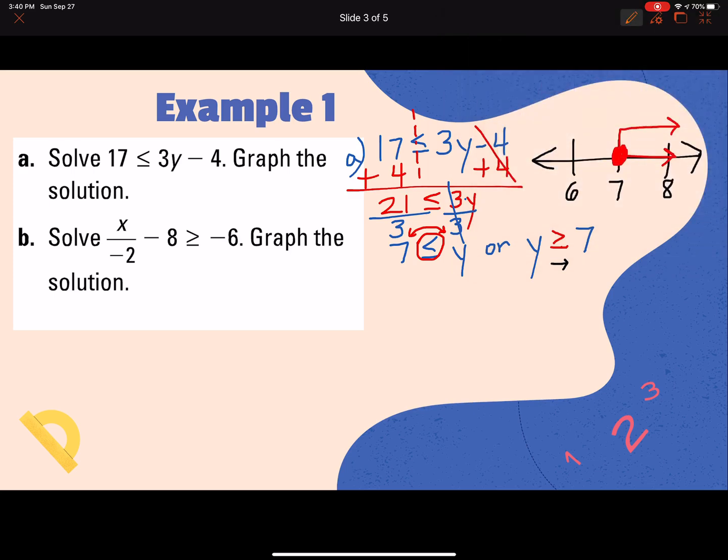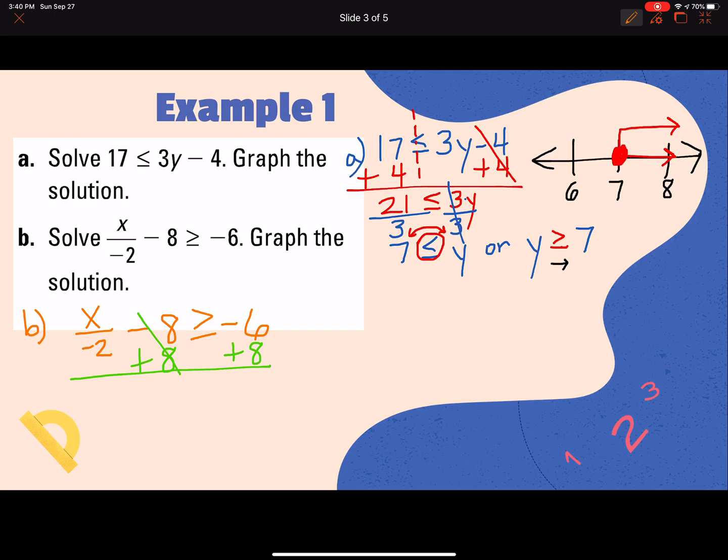Okay, let's look at example B now. So example B has x divided by -2, subtract 8 is greater than or equal to -6. I'm going to start on the side with my variable, in this case the left side. I'm going to focus on the addition or subtraction first. So they're subtracting 8, I'm going to add 8, or I'm going to pair it up with its opposite, however you want to look at that. Whatever I do to one side, I must do to the other side.